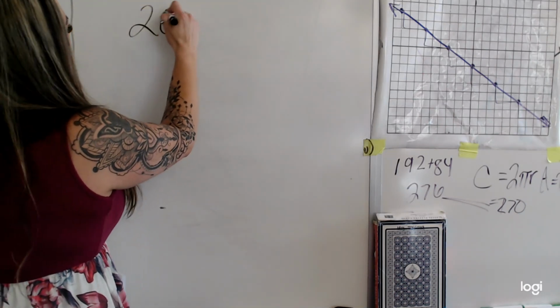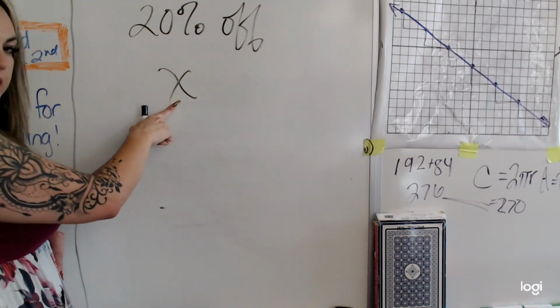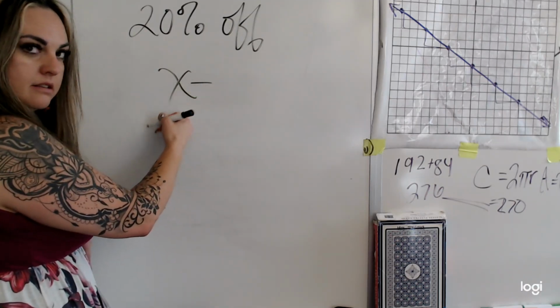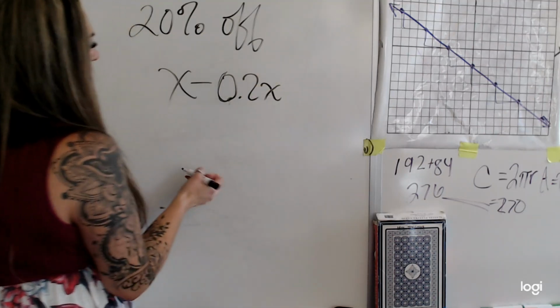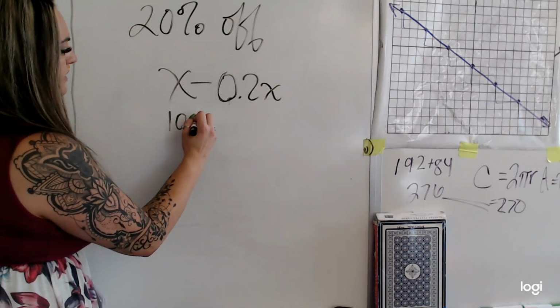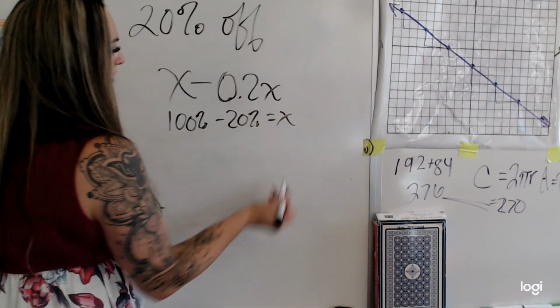You get a percentage problem, like 20% off, right? That means you're paying the whole price, the original price, minus the 20% of the price, right? So that could look like this. So you take the whole price minus 20% of it, and that's what you pay, right?